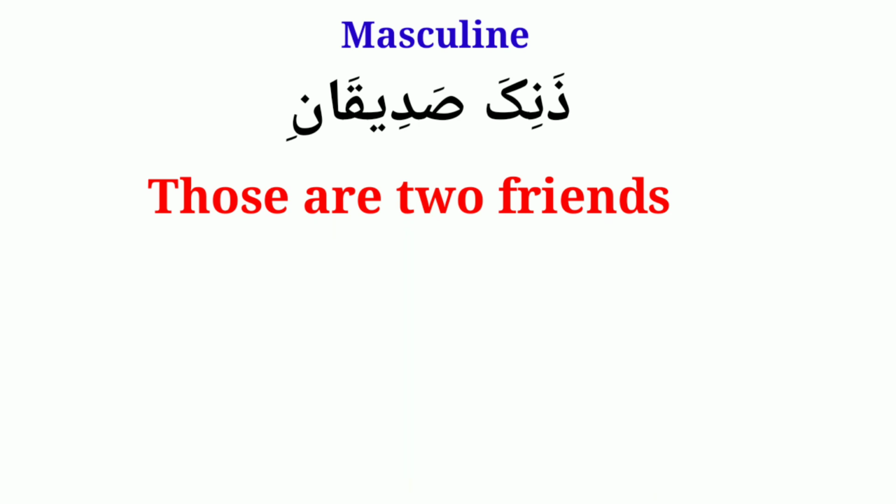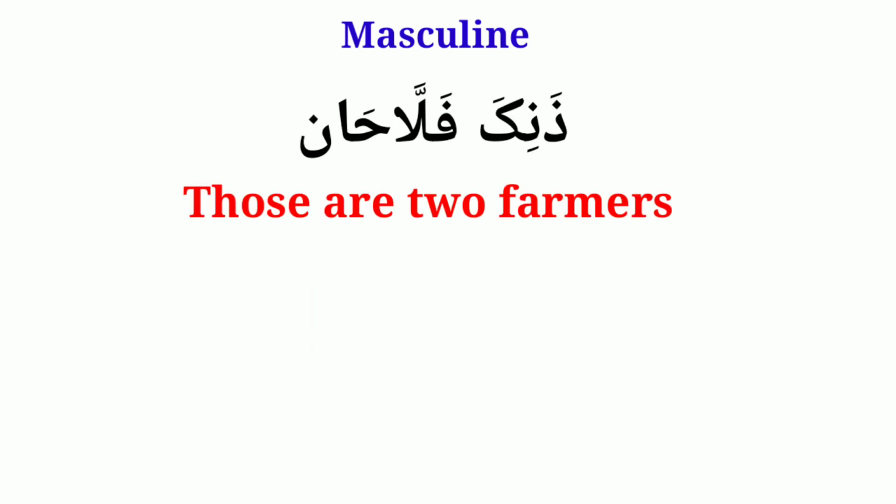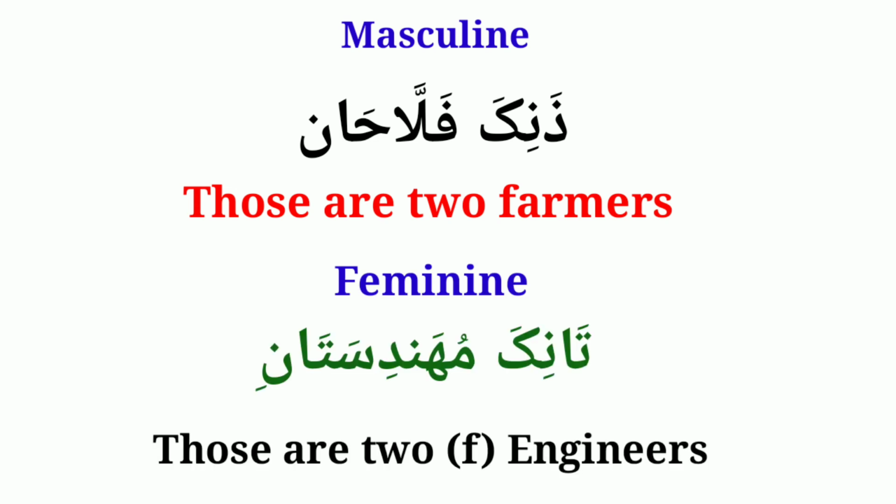Zanika sadiqan, those are two friends, male friends. Tanika jamilatan, those are two female friends. Zanika fallahan, those are two farmers. Tanika muhandisatan, those are two female engineers.